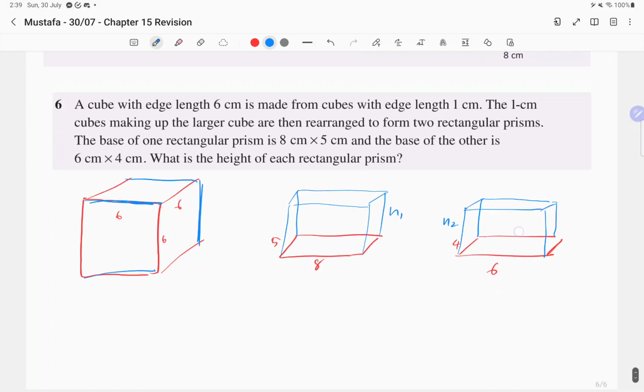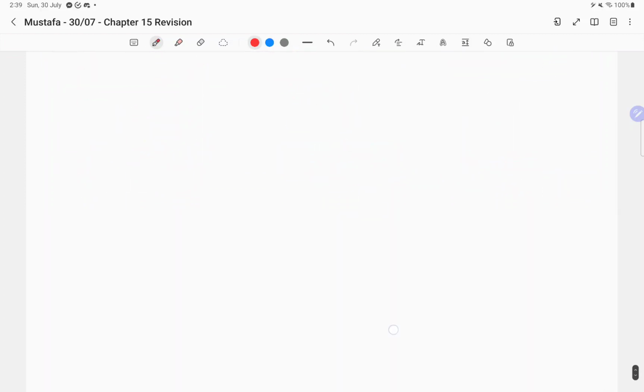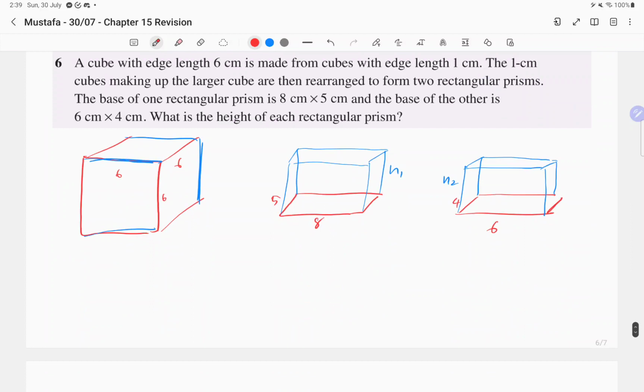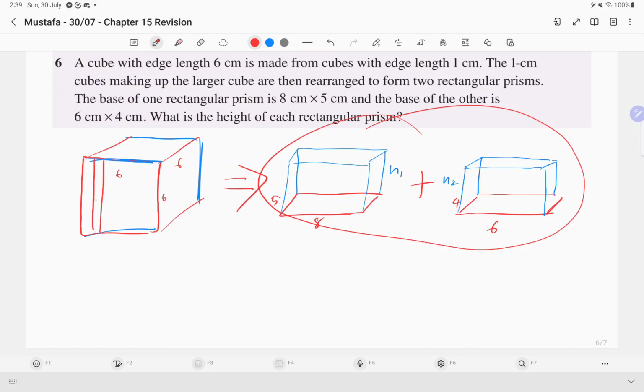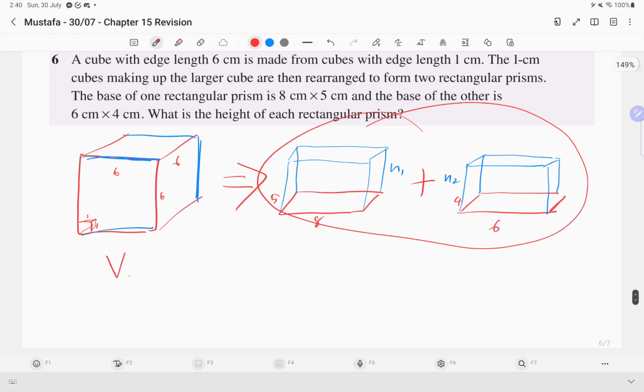So this is a tough one. What must be the same? What is the same between these two rectangular prisms and the initial cube? This one is made up of smaller ones, and they chop it up and use smaller cubes, which are 1 by 1, to rearrange. So when you break a shape and form different shapes, what is still the same? They all have 1 by 1 cubes. Yes, the 1 by 1 cubes must be the same, which means the volumes are the same.